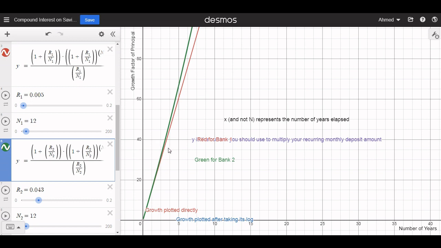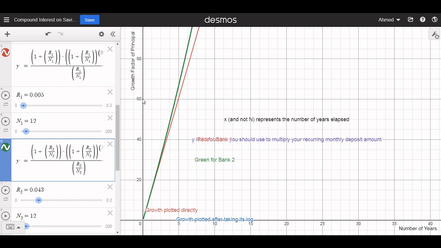I created the graph in a manner that will enable you to use any value for P0, which would be your regular monthly deposit. So what you need to do in order to use these graphs after you've plotted them is to go to the number of years. The number of years are plotted along the x-axis. And for a given number of years, you can then go up to the curve that you want and then go to the left to read the value on the y-axis.